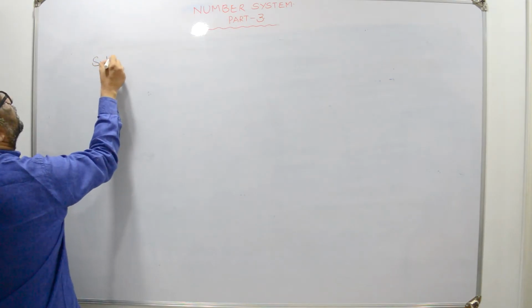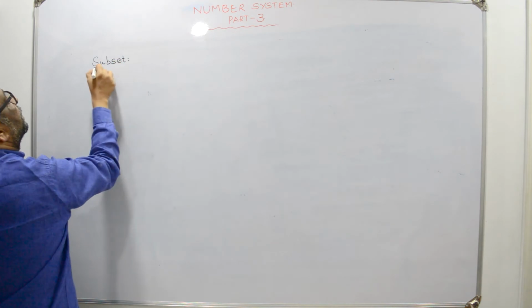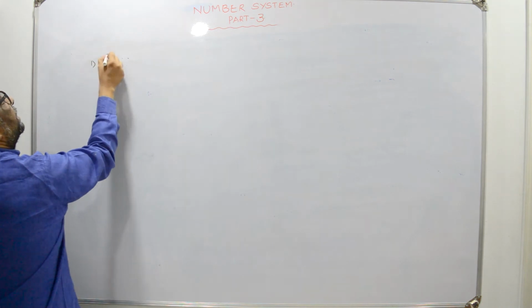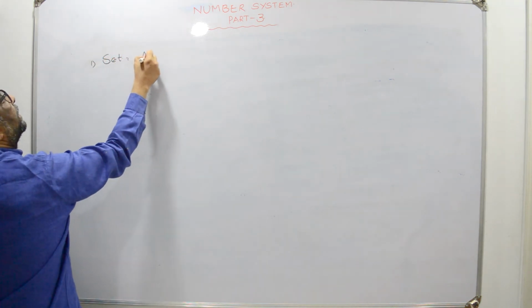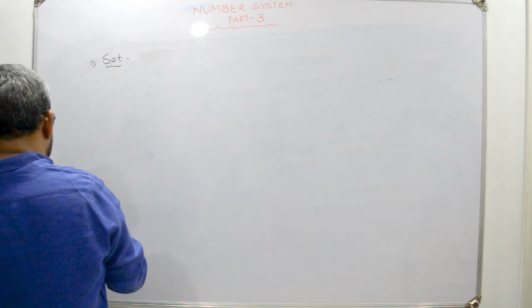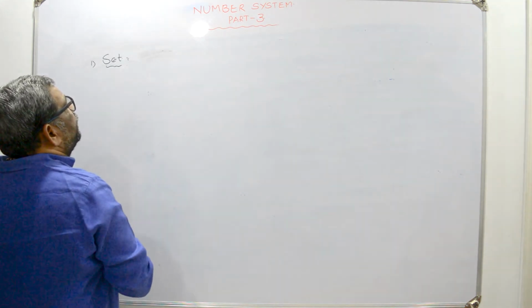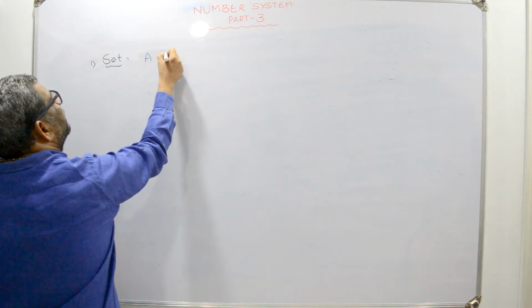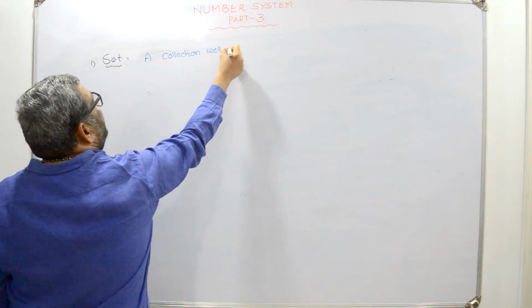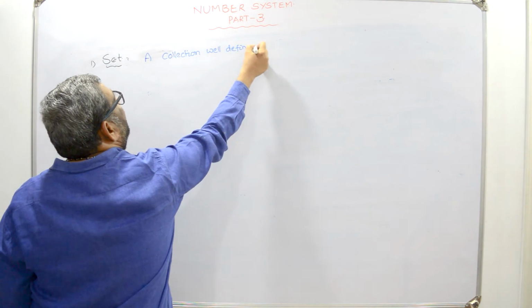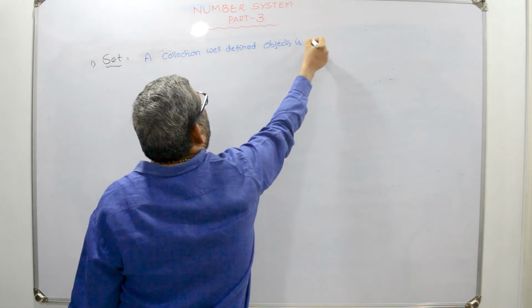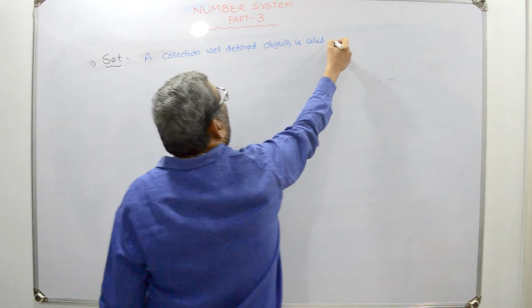Subset. First, set. A collection of well-defined objects is called a set.